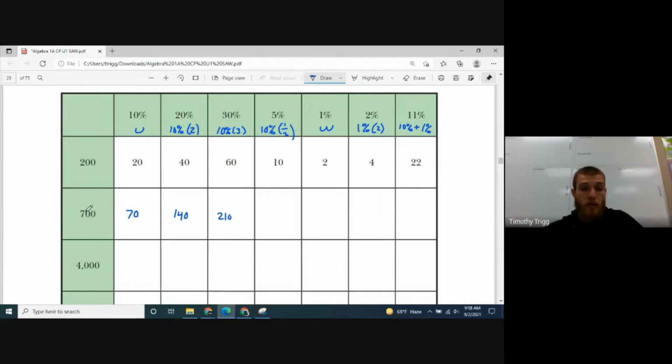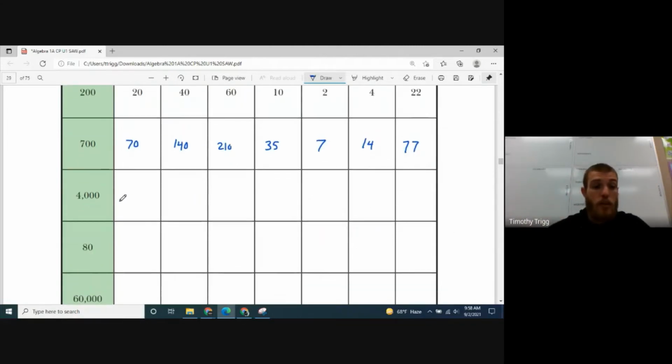5% of 700, well, we can just take the 10% and then cut it in half. So that's 35. So half of 70 is 35. Now, what about the 1%? Well, for the 1%, we move the decimal 2 places. So that's 7. Okay, 7 is 1% of 700. To find the 2%, we double that. So that's 14. And to find the 11%, we take the 1% and the 10% and add those together. So the 1% plus the 10%, so that's 77, adding those together.